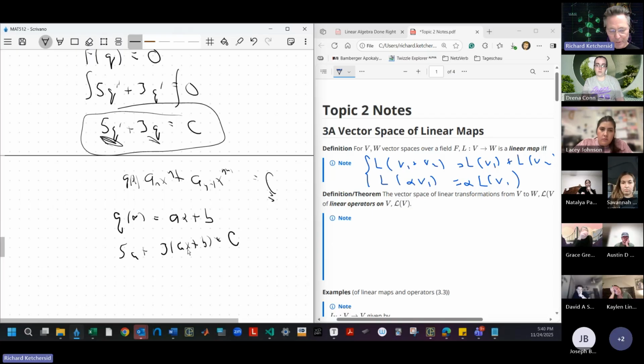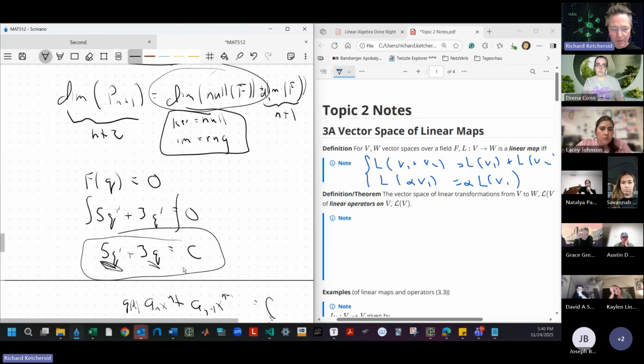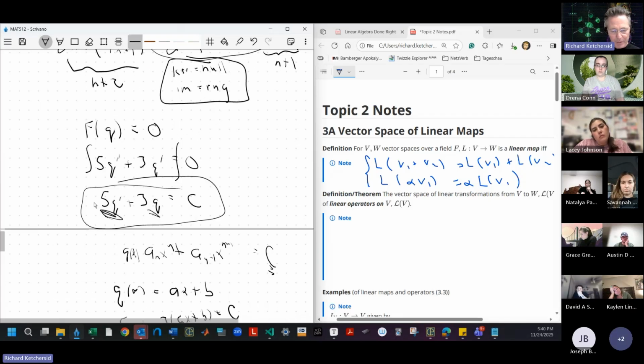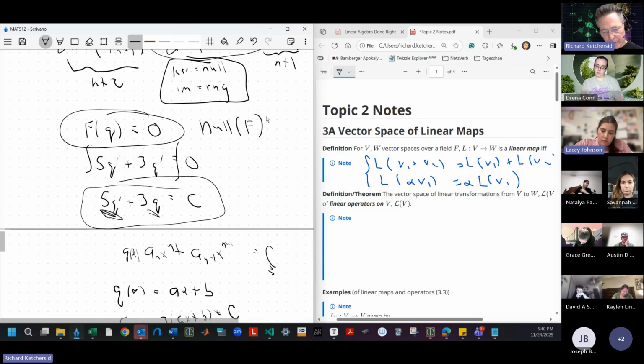But that's not true, right? I can't have an x there at all, right? The only possibility is that Q is actually itself constant. So what that tells me is that the null space, the set of Q's where this happens, the null space of this F is equal to constant polynomials. So that's just the set of C such that C is in R, if you like. Constant polynomials.